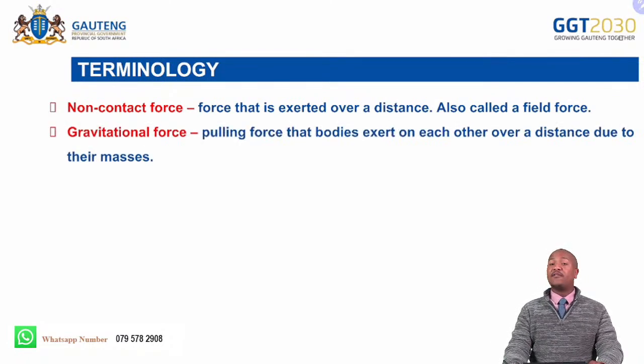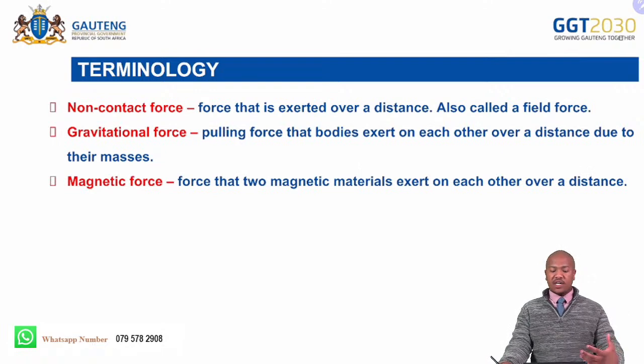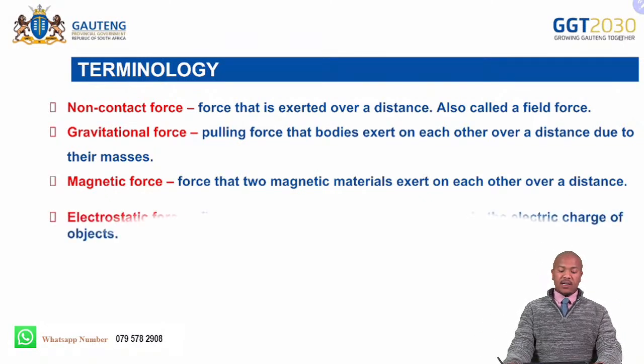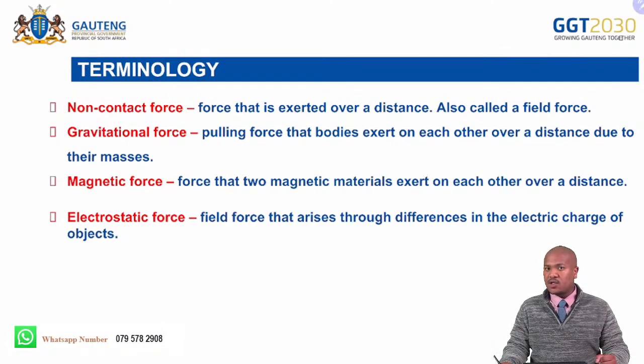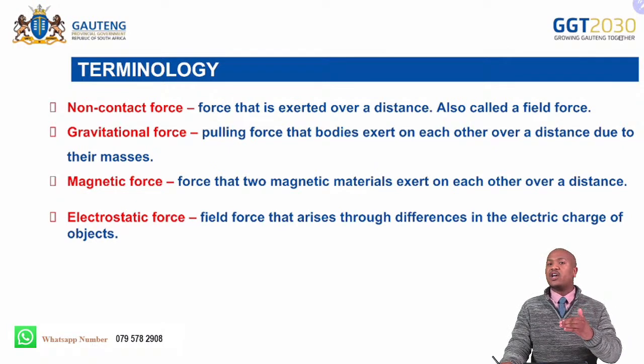Also, we have gravitational force. Gravitational force is a pulling force that bodies exert on each other over a distance due to their masses. We also have magnetic force, which is the force that two magnetic materials exert on each other over a distance. Then we also have electrostatic force, which is the field force that arises through differences in electrical charge of objects. So now, grab this terminology so that you are able to understand as we move forward with our lesson.